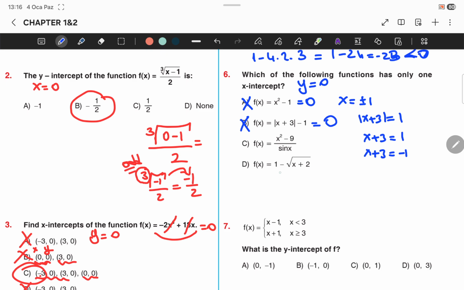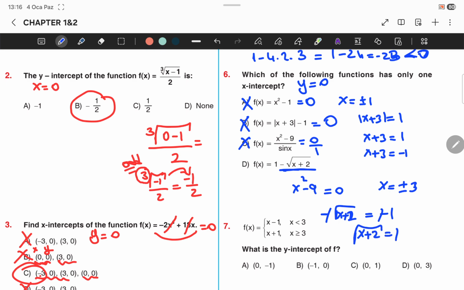Okay, when you look at the C, if I equalize it to 0, x squared minus 9, if I do cross, it will be 0. Here, x will be positive, negative 3. I have 2. But when you look at this one, root of x plus 2, of course minus 1. If I move 1 to the other side, it will be negative 1. Negative, negative cancel. Equal to positive 1. Can I take the second power of both sides? X plus 2 is equal to 1. X equal to what? Negative 1. You see, we have only 1. So D is the correct option.